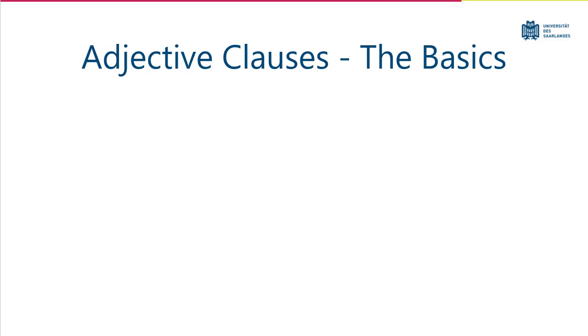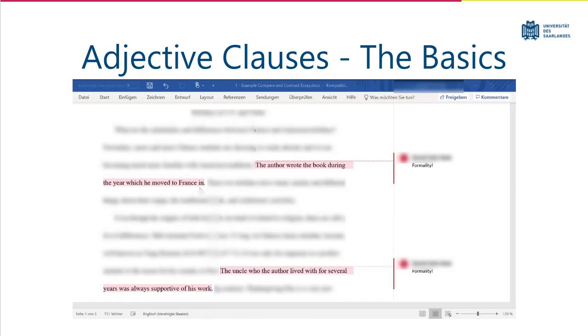Whew! Okay, Linda's back in her dorm now, looking at her essay about modern literature. Overall, her teacher is quite satisfied with her essay, but has underlined a couple sentences in red pen with the note, formality, next to them. Let's take a look at what's going on with these sentences. The first sentence that's marked reads, the author wrote the book during the year which he moved to France in.